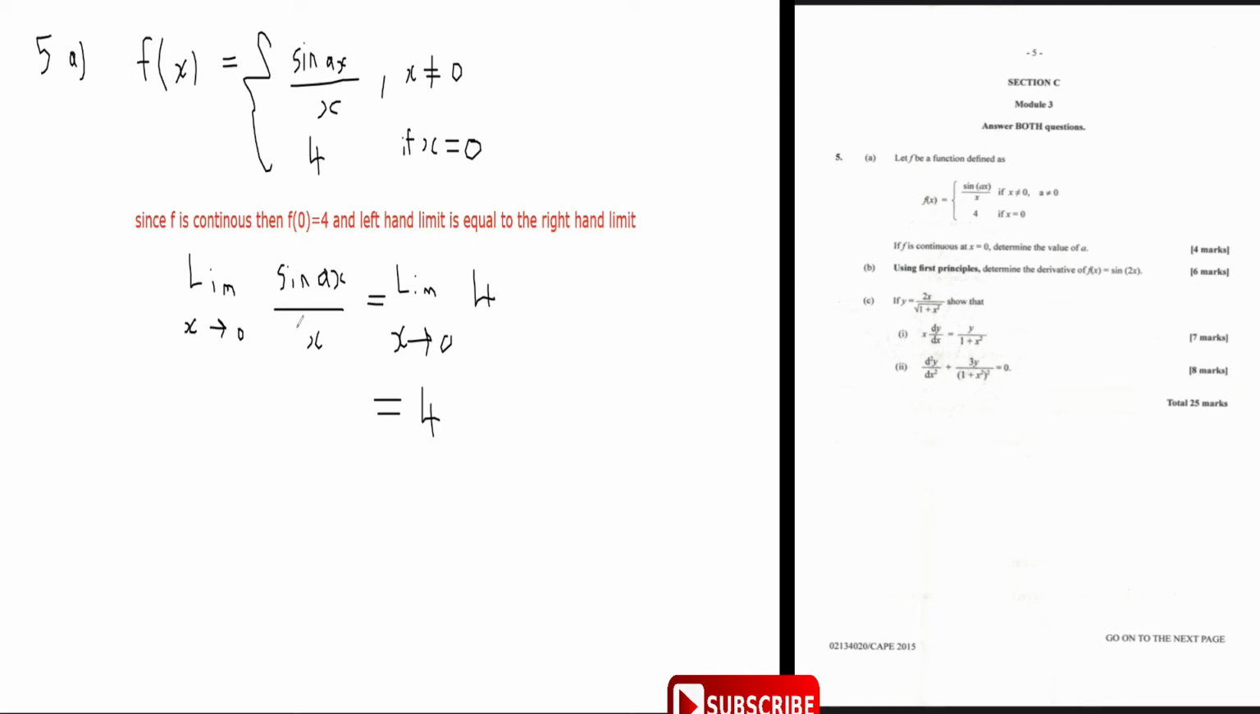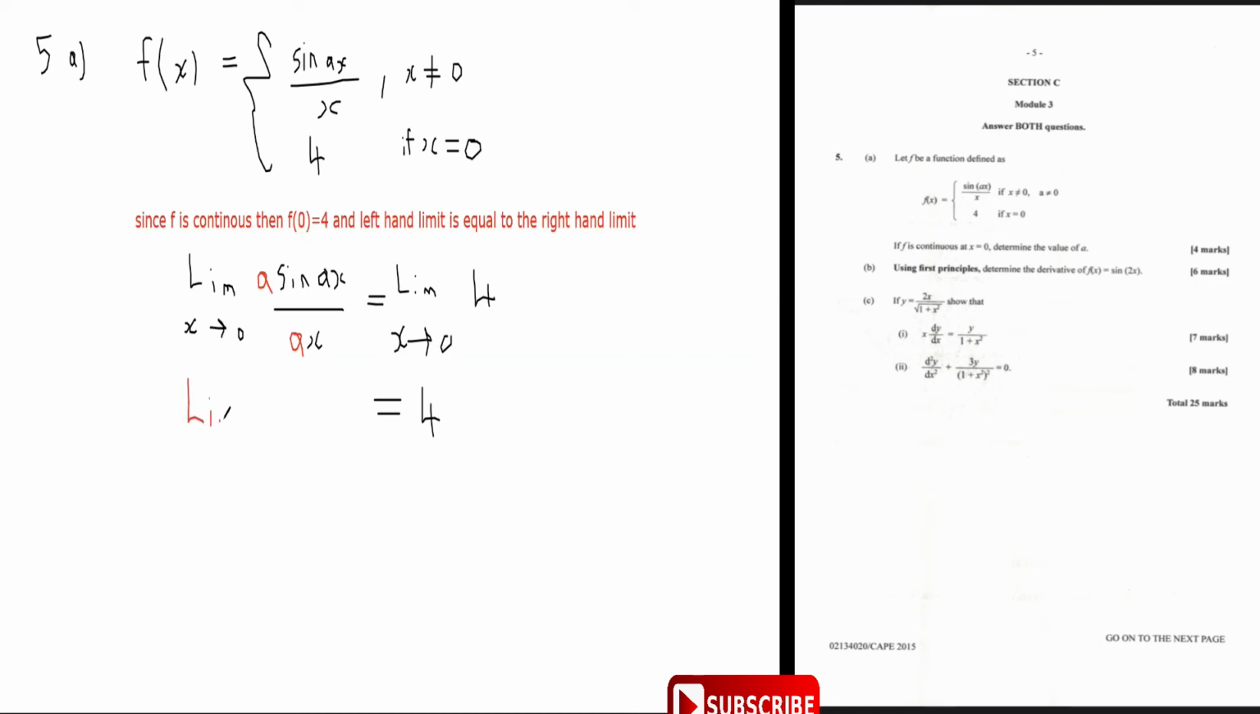We're gonna put an a down here. But if we put an a down here, we have to put an a up here. All right, we have to put an a down here. Now put an a here. We're multiplying by a over a. That makes sense? Yes.